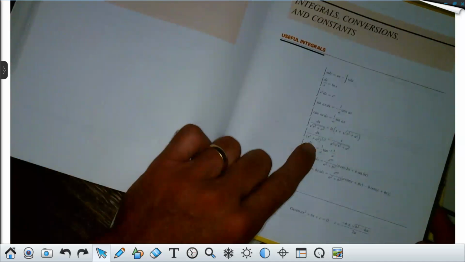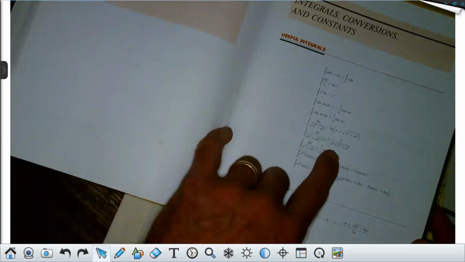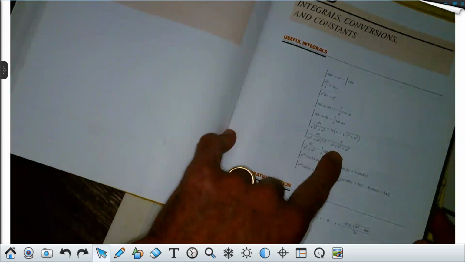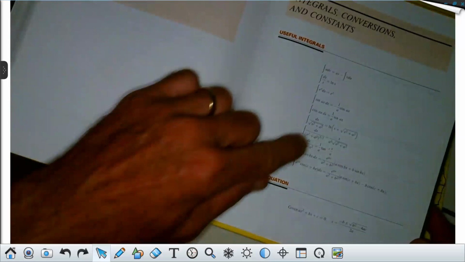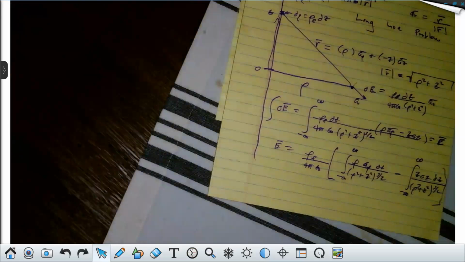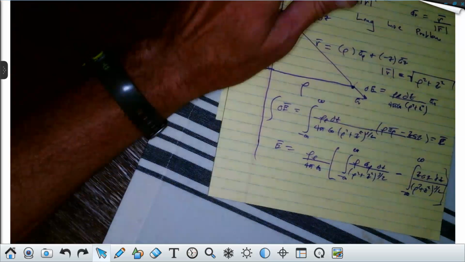Right? We had a rho squared plus z squared, a dz. So x would be like z to the 3/2 power. It comes out to this. And then you evaluate. Now I'm going to cut to the chase on this one. That's what we would use for the vector integration.